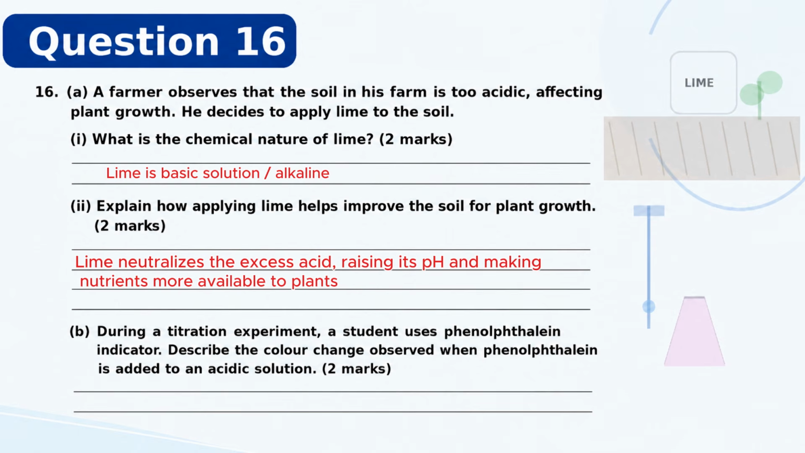Question 16b. During a titration experiment, a student uses phenolphthalein indicator. Describe the color change observed when phenolphthalein is added to an acidic solution. For this question, phenolphthalein remains colorless in an acidic solution. That is the correct way to explain it: it is going to remain colorless when it is added to an acidic solution.